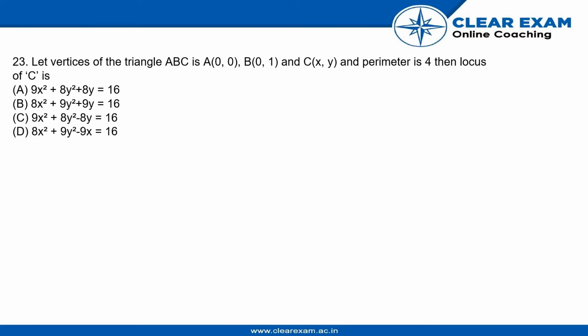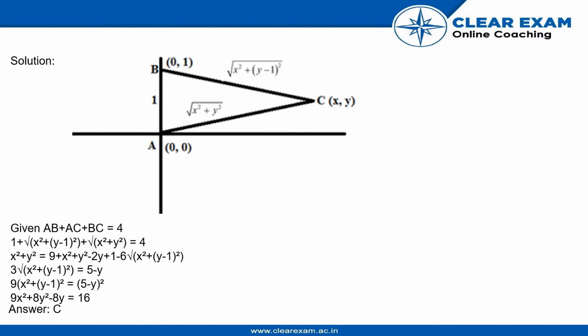Question number 23. Let the vertices of the triangle ABC be A (0, 0), B (0, 1) and C (x, y), and the perimeter is 4. Then we have to find the locus of C. Now, first of all, we'll draw a figure. Our A point is (0, 0), B point is (0, 1) and C point is (x, y).